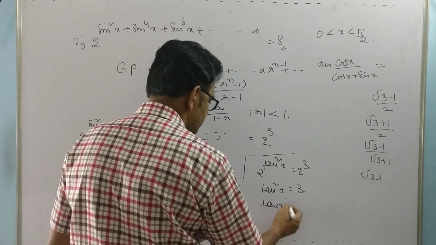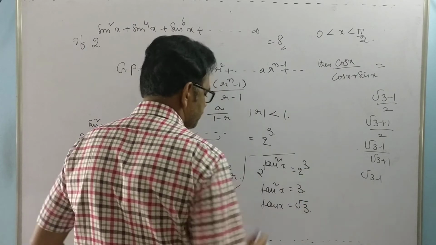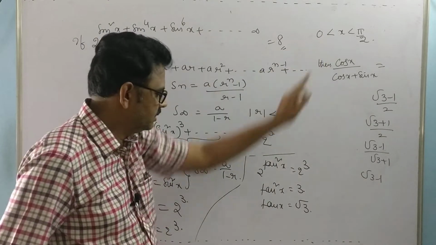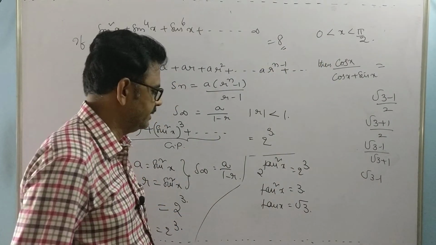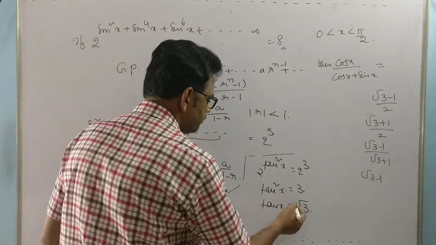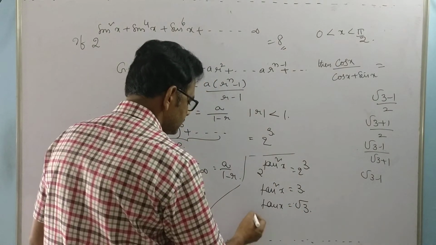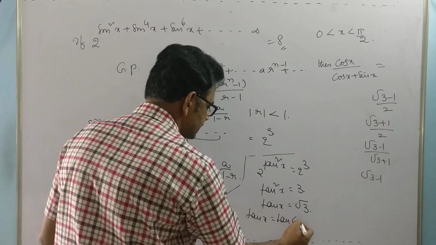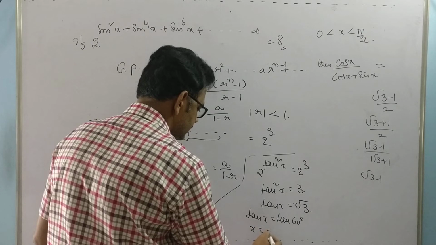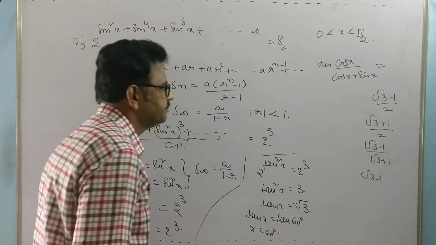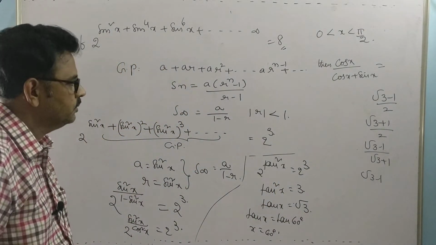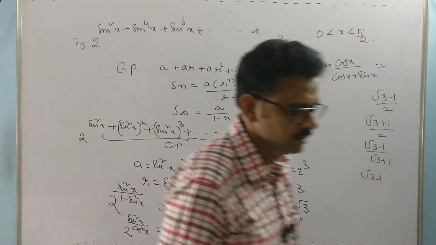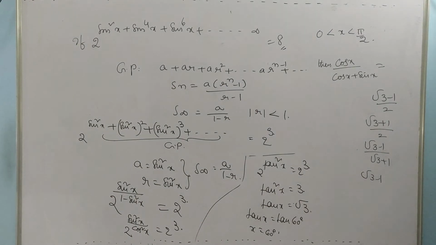So tan x equal to root 3, plus or minus root 3 actually, but it is given first quadrant, and tan is positive in first quadrant, so that's why I am taking the plus sign. Tan x equal to root 3 means root 3 can be written as tan 60 degrees. Therefore x equal to 60 degrees. So we have to calculate cos x by cos x plus sin x, where x is 60 degrees. Put 60 degrees, then you get the answer.